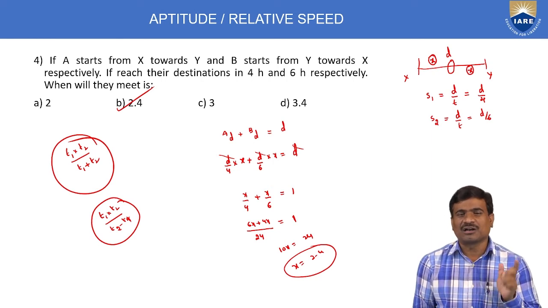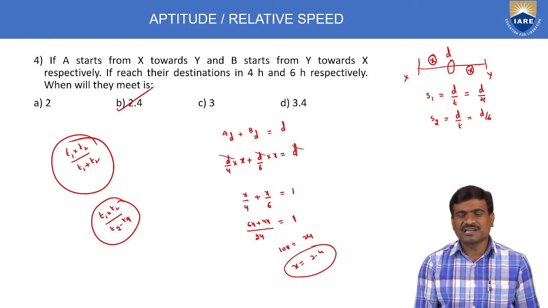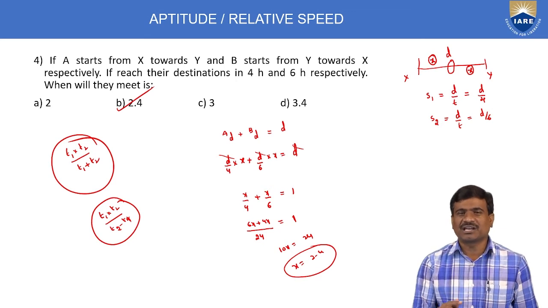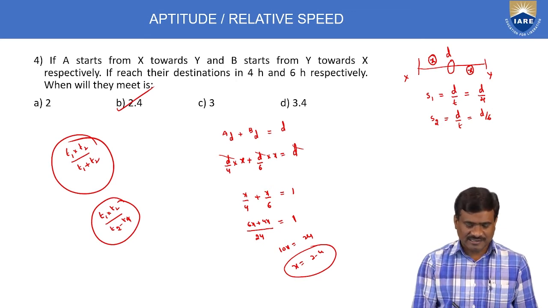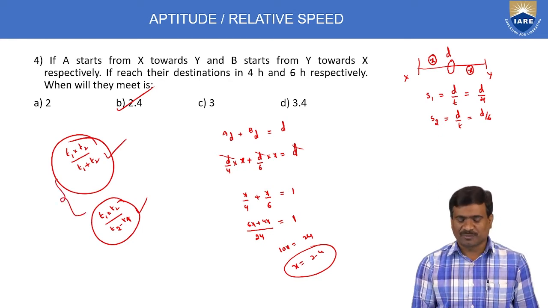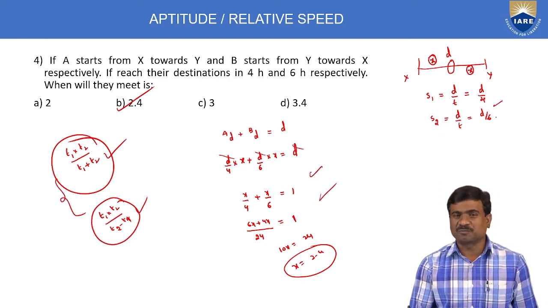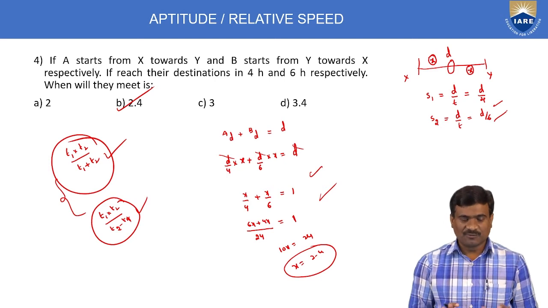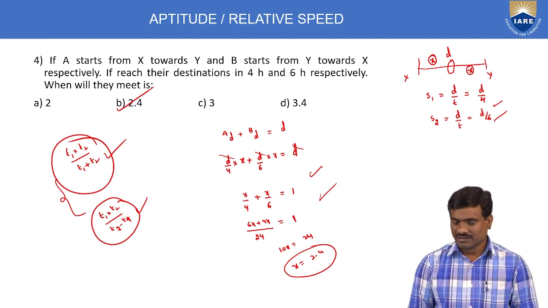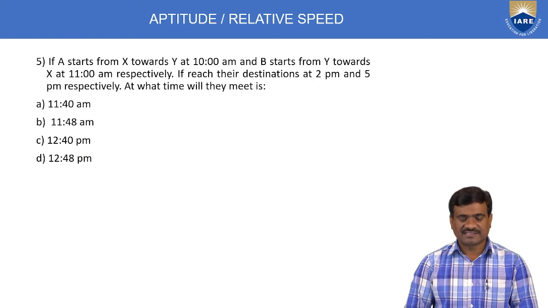Opposite direction is the addition method. Suppose same direction, find the meeting time: 4 into 6 by 6 minus 4, 24 by 2, 12 hours. The meeting time of the two persons is 12 hours. So same direction and opposite direction, these two indicate the shortcut method. This is about the general procedure. Then the fourth example is completed. Next, the fifth example.